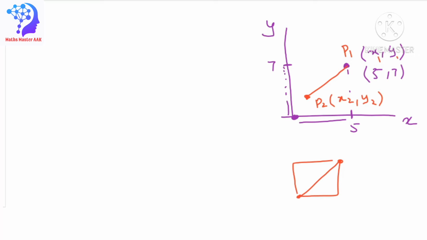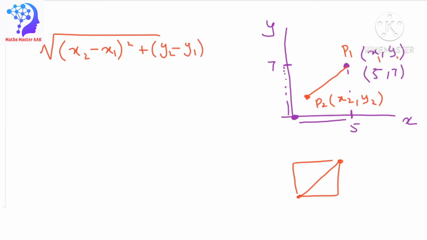So what is the formula for finding the distance between these 2 points? It can be defined as the square root of (x2 minus x1) whole squared plus (y2 minus y1) whole squared. This will give you the distance, the length between these 2 points. We can call it AB like this.